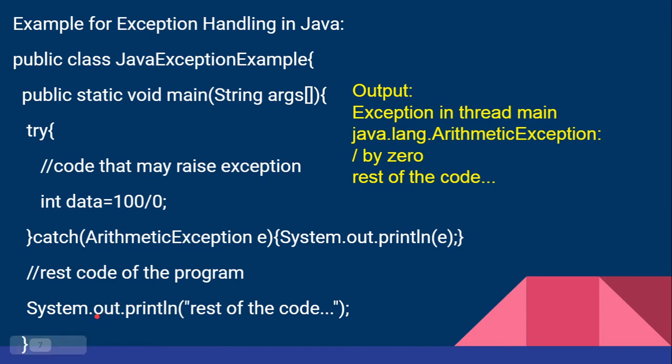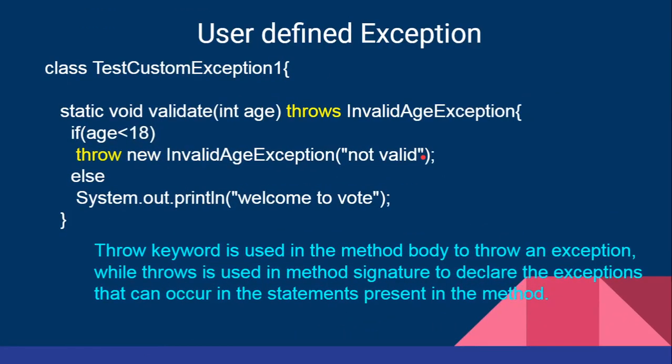Likewise, here you can see System.out.println rest of the code. So try and exception are used to handle any exception that happens. After that, the code goes as usual with the rest of the program. And let us see here in this slide about a user defined exception.